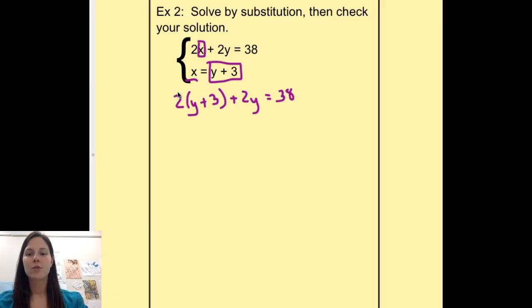Checking to make sure my substitution looks good, I have one equation with one variable. I just have y in this equation, so it looks good. I'm going to use my distributive property.